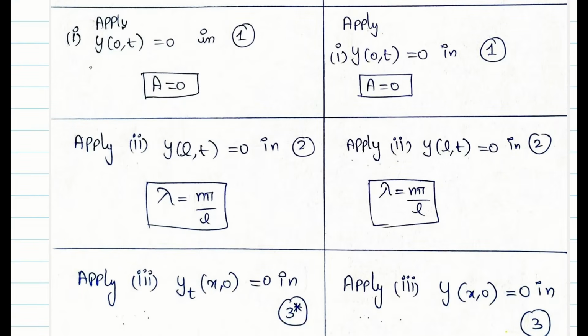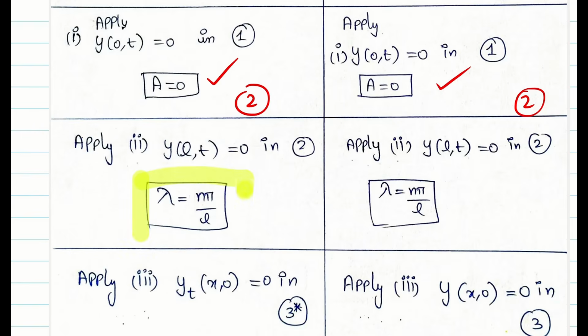Now when you go for this problem, apply 1 in 1, we will get A equal to 0. Similarly, for the non-zero initial velocity problem also, when you apply 1 in 1, you will be getting A equal to 0. Then we form a new equation 2. Here also we form a new equation 2. Apply 2 in 2, that is y of L comma t equal to 0. We will be getting lambda equal to n pi by L.